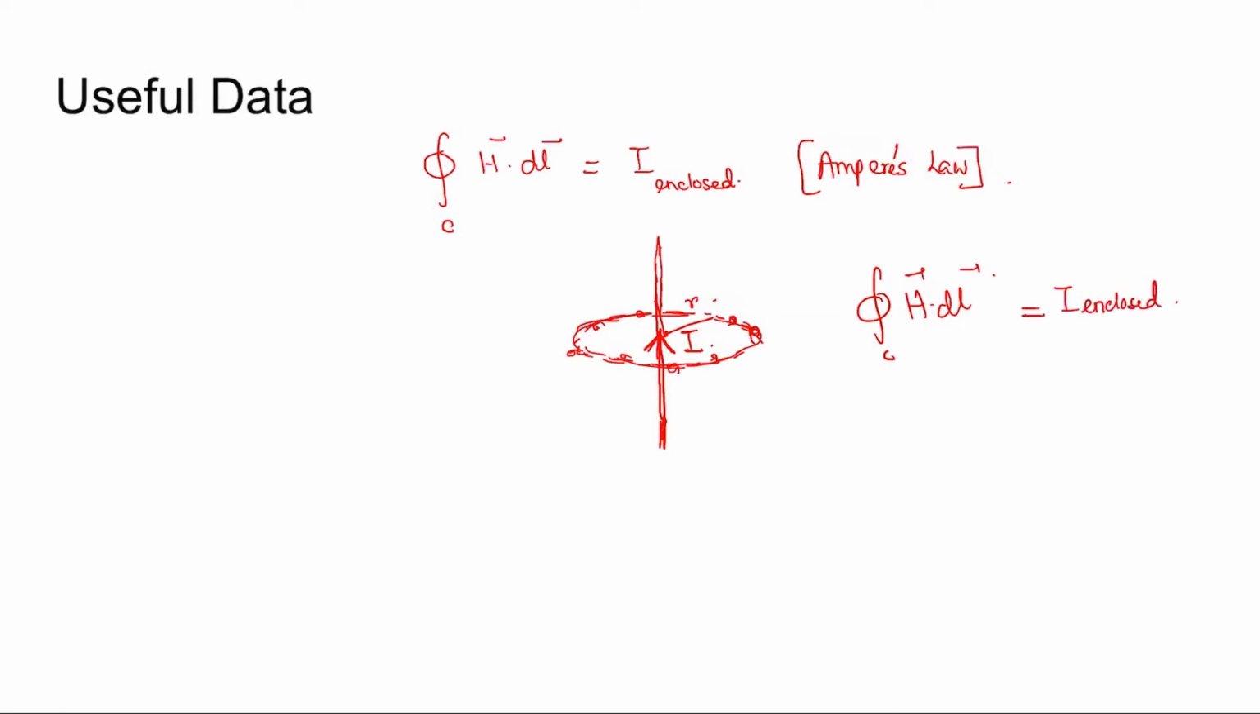So I enclosed is nothing but I, and H dot dl, now H value will be same as the distance from the center is same, and we are asked to find out the magnitude of H, so it will be same. So H comes out and dl is 2 pi r equal to I enclosed. So H equal to I by 2 pi r.